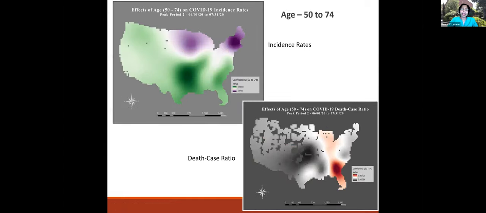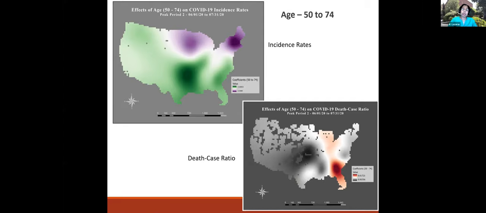This is looking at the independent variable of age cohorts between 50 to 74. The map on the top left is the incidence rates map. I chose a different color scheme for this because you'll notice that they're all negative coefficients. The negative effects intensify in the Northeast and the North Central part of the country, and those effects are lower in the South and the Western part of the country.